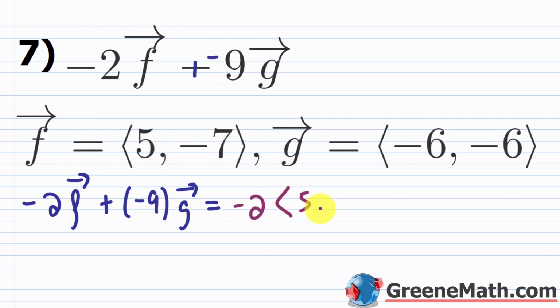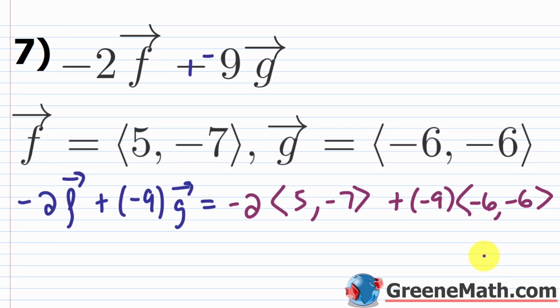guy right here. So the components inside, you have 5 and then negative 7. And then we're going to go plus, you're going to have negative 9. And then inside here, you're going to have negative 6 and negative 6 as your components. Okay, so let's put equals here. I'm going to multiply negative 2 times 5. That's going to give me negative 10. And then negative 2 times negative 7, that's going to give me 14.